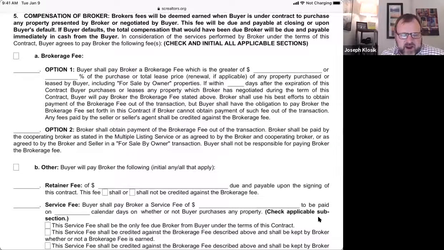So the brokerage fee, option 2, is a broker shall obtain a payment of the brokerage fee out of the transaction. Broker shall be paid by the cooperating broker as stated in the MLS or as agreed to by the broker and cooperating broker, or as agreed to by the broker and the seller in a for sale by owner situation. Broker shall not be responsible for, or buyer shall not be responsible for paying broker the brokerage fee. This, for most of you, 9 times out of 10 is what you choose, right? I'm going to get paid whatever I can negotiate out of the contract.